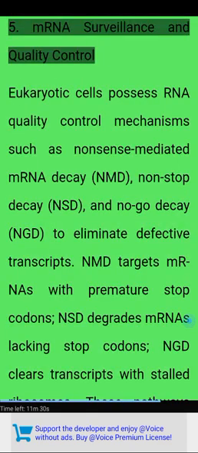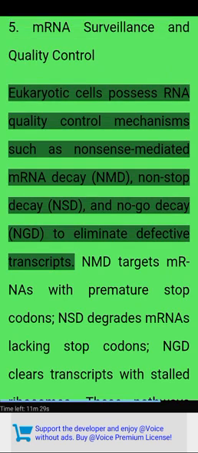5. mRNA surveillance and quality control. Eukaryotic cells possess RNA quality control mechanisms such as nonsense-mediated mRNA decay, NMD, non-stop decay, NSD, and no-go decay, NGD, to eliminate defective transcripts.